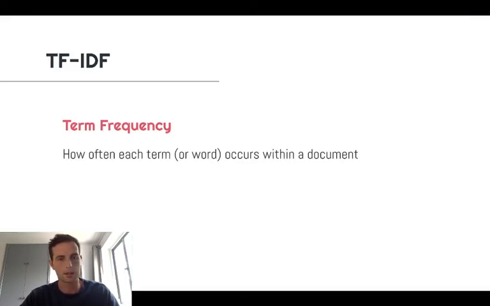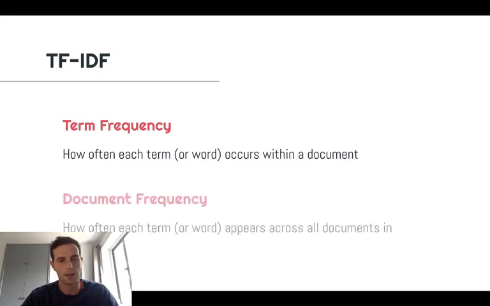The way it works is you have this term frequency, which is how often each term or word occurs within a document. And that's basically what we just did with the bag of words model. We just counted up how many times the word owl appears in this sentence. And then you also have the document frequency, which is how often each term or word appears across all documents in the corpus.